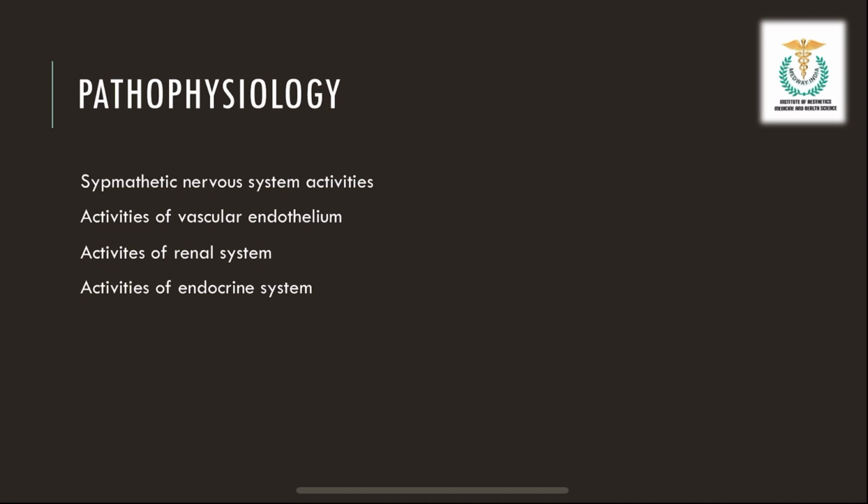Coming to the activities of endocrine system, when the angiotensin 2 is stimulated in the adrenal cortex, it will secrete aldosterone. So the aldosterone will stimulate the kidneys to retain sodium and water, and thus the BP and cardiac output will get increased. So this is what happens in the pathophysiology, whatever is happening in the sympathetic nervous system activity, activities of vascular endothelium, activities of renal system, and activities of endocrine system. So this is the pathophysiology of hypertension.